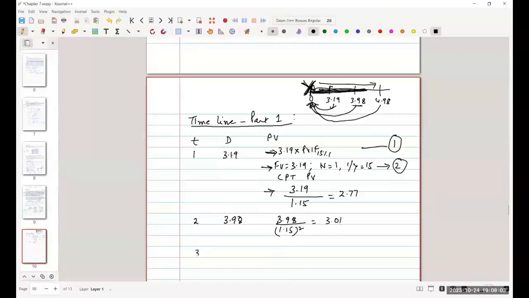And then the third dividend that I receive, which is the end of the first part of the timeline, 4.98 is what I receive. And so I will calculate its present worth.